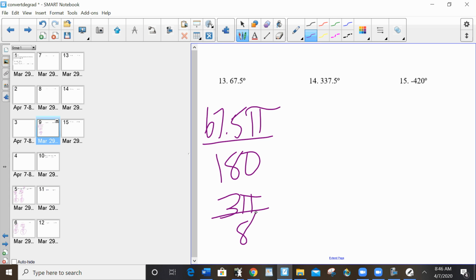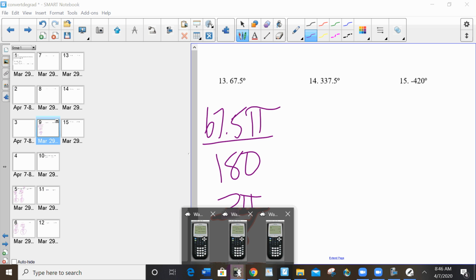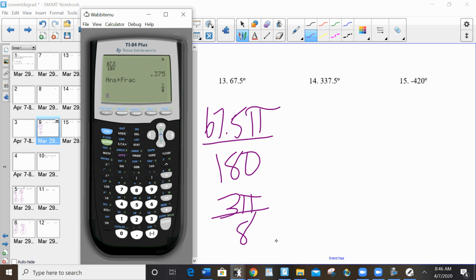No matter how ugly the degree is, it doesn't matter, just multiply by pi over 180 and then reduce the fraction.